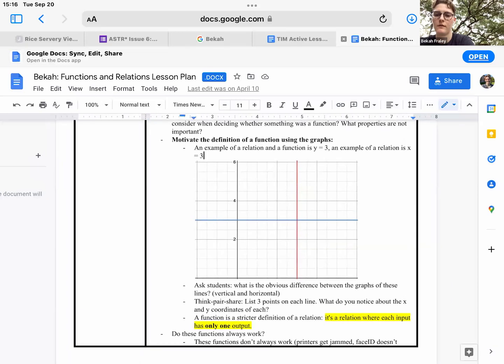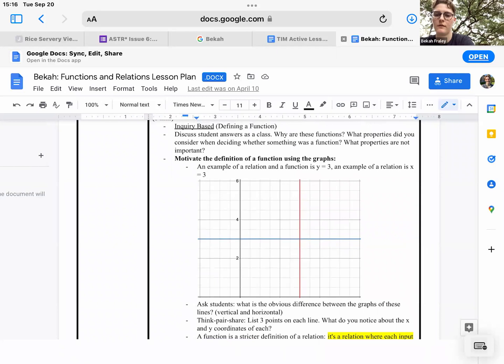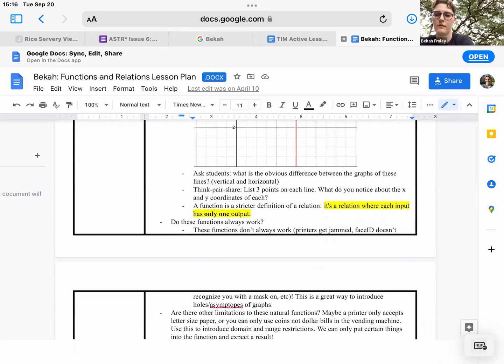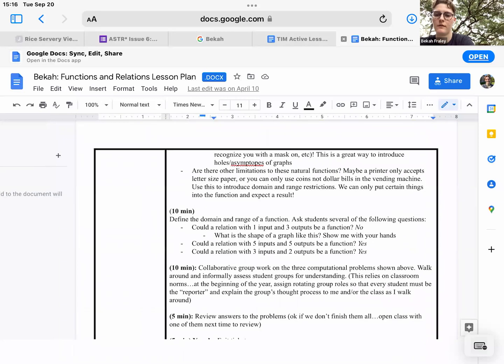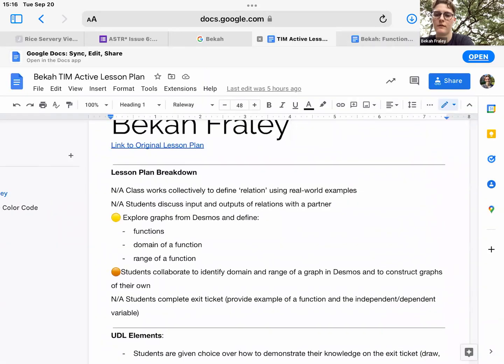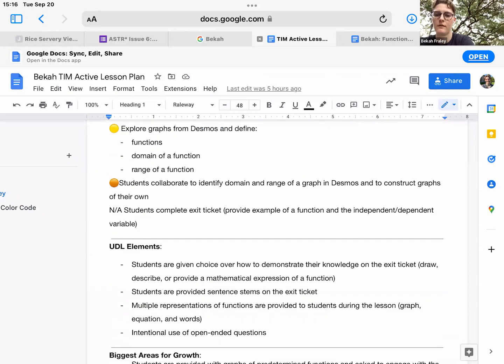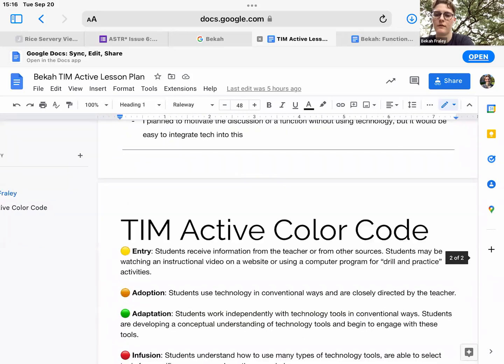And here is my first instance of technology. It's showing the students a graph that I constructed myself. So this is very much students passively receiving information from technology. They're not given an opportunity to engage with the graph themselves, manipulate variables, and see how things change. So that is the first area where I had technology. And because the students are passively receiving information, I rated myself with yellow, which is entry level.